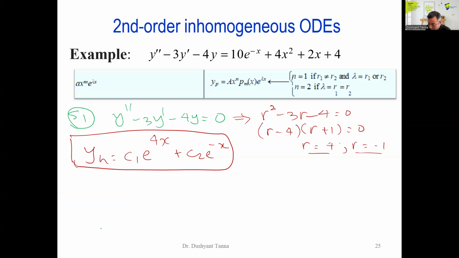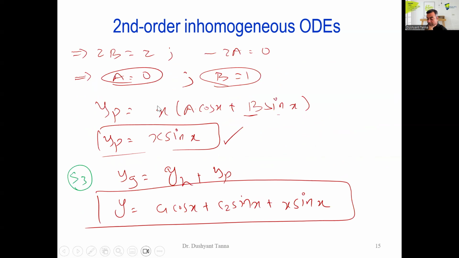Now, when it comes to step 2, is where you will go for all these forms, right? So there is not a single set. I'll go back to the earlier slide.